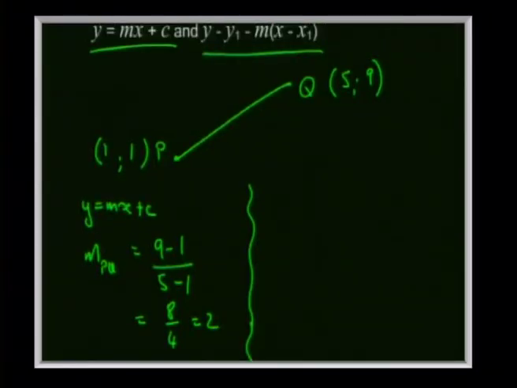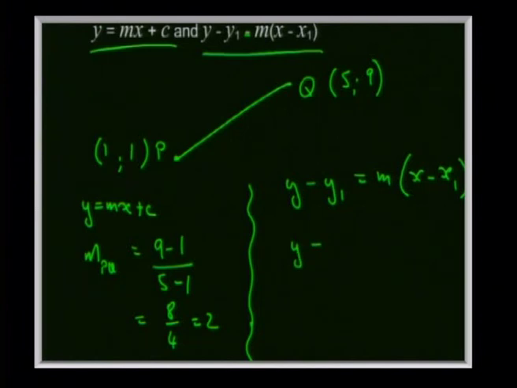I'm going to do it using the other formula. Y minus y1 is equal to m into x minus x1. Well, we've already worked out the m, or the slope, or the gradient. And all this requires is one big substitution. Would you like to substitute point P or point Q? I'm going to do point P again. Well, y is y, y1 is 1, m is 2, x stays x, and x1 is 1. And there's the equation of the line.